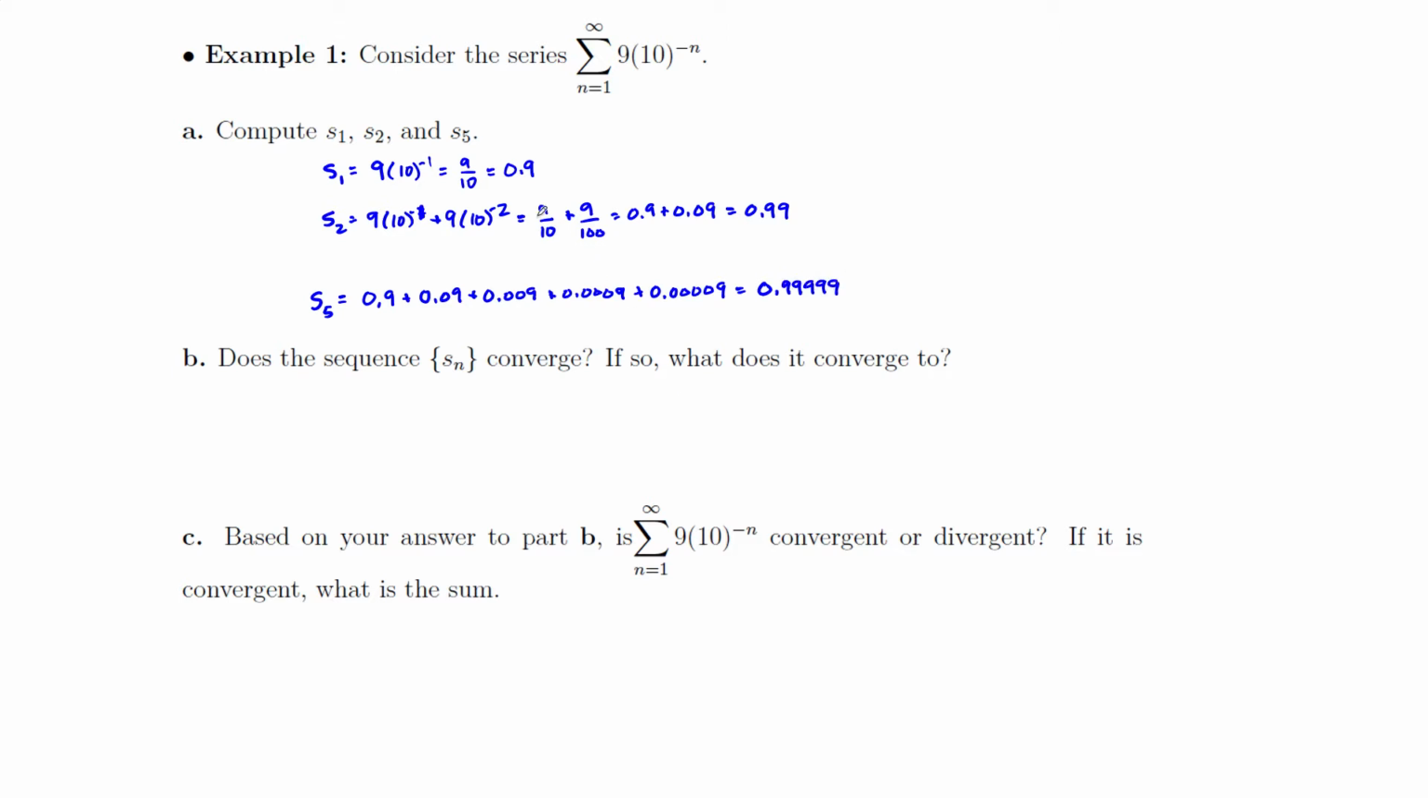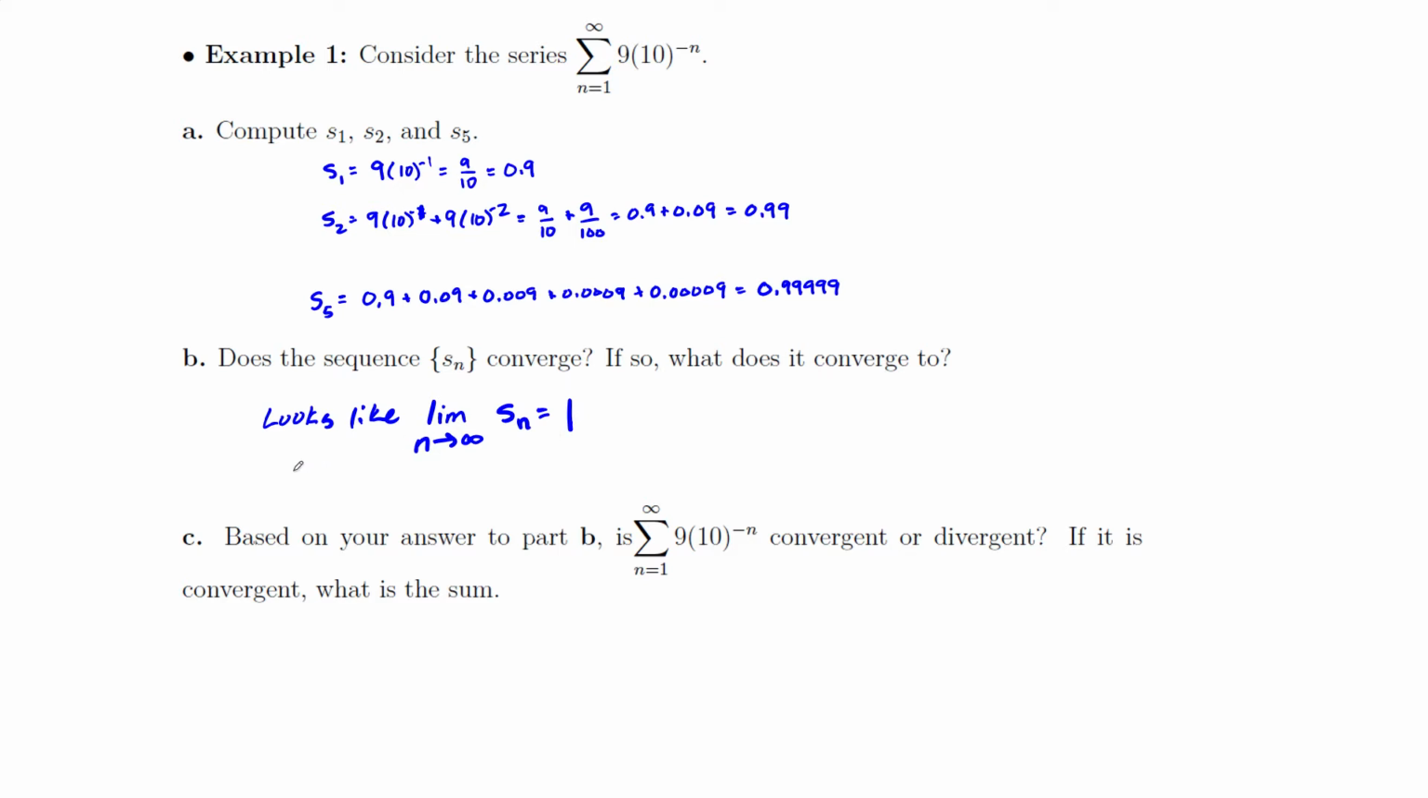0.99999. All right, so we have these partial sums. In other words, the first term is 0.9. If you add in the second term, you get 0.99. If you add in the third, fourth, and fifth terms, you're up to 0.99999. Right? So if we look at this, it certainly seems like this sequence is headed towards something. So does this sequence converge? Is our question here? Well, it certainly seems to converge to 1. So we'll say it looks like the limit as n goes to infinity of Sn is equal to 1.